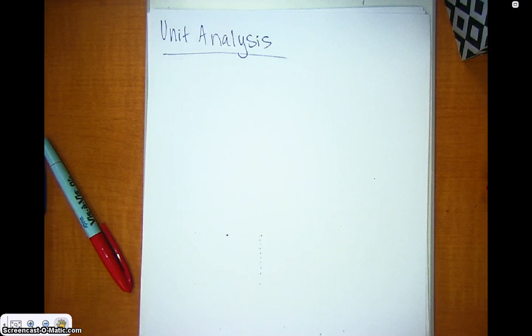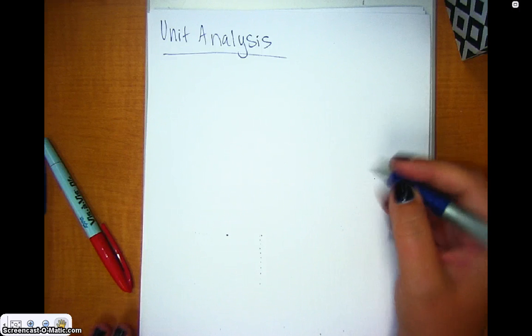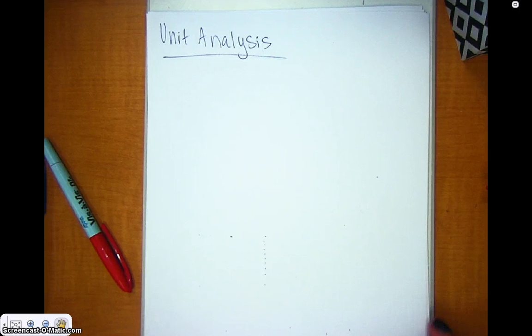So unit analysis is just the process of using conversion factors, which are equivalent to 1, in order to convert from one unit to another. And so in this video, I'm just going to demonstrate how to perform unit analysis by going from miles per hour to meters per second.